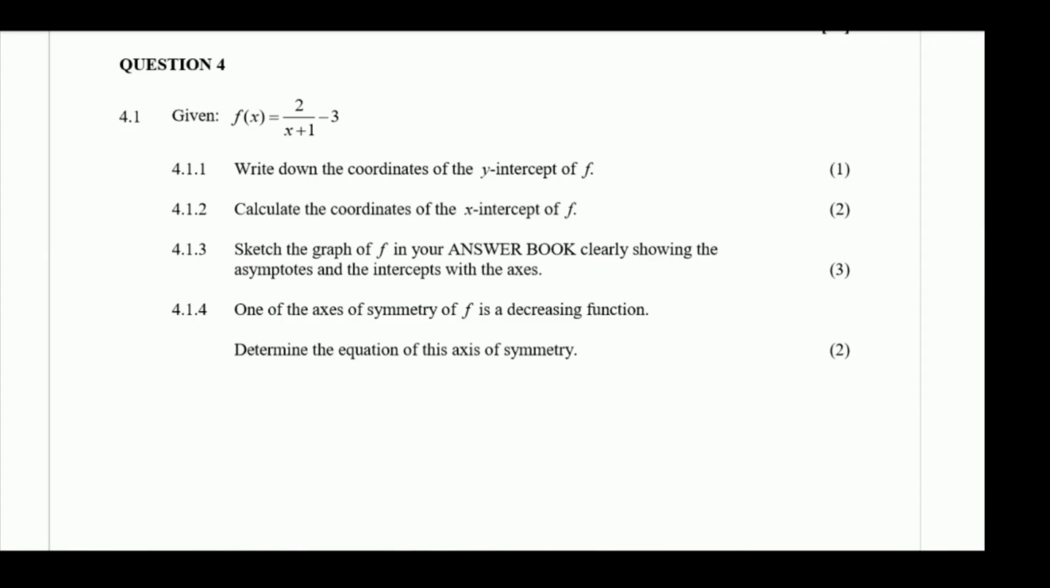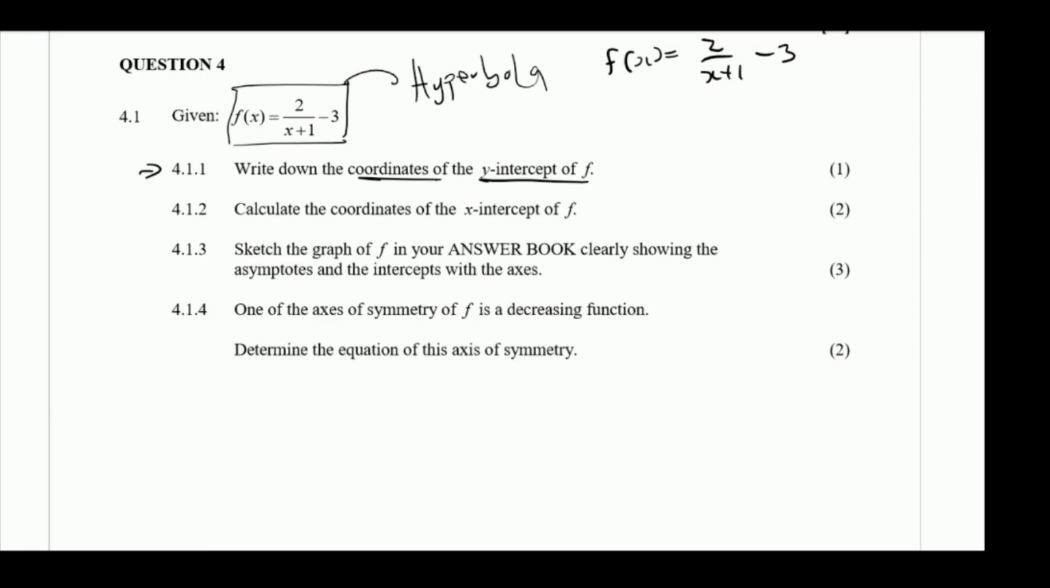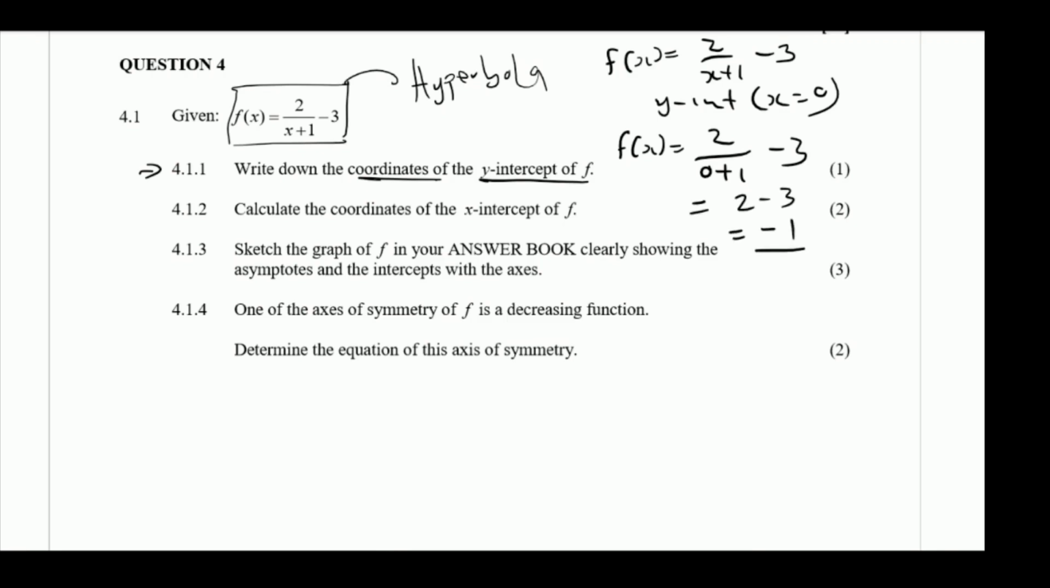Okay, right. So in this question here, question 4, we are given this expression here. If you can see, it is actually a hyperbola. And the first question says that we must find the coordinate of the y-intercept of f. So we have f of x equal to 2 over x plus 1, minus 3. The y-intercept is when x is equal to 0. So f of 0 is equal to 2 divided by 0 plus 1, minus 3, which is 2 divided by 1 is 2, minus 3 is equal to minus 1. So this is your value of y. So in coordinate form, you're going to write (0, -1).